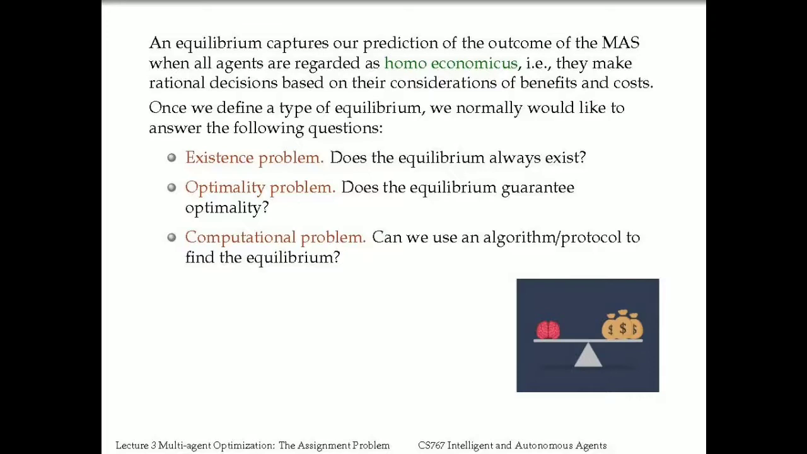And the computational problem, because we are computer scientists and we want to implement not just a market for humans, but really a multi-agent system where the agents are artificial agents powered by some computer programs. So we need to care about the computation complexity issue. So how can we design an efficient algorithm to find the equilibrium?